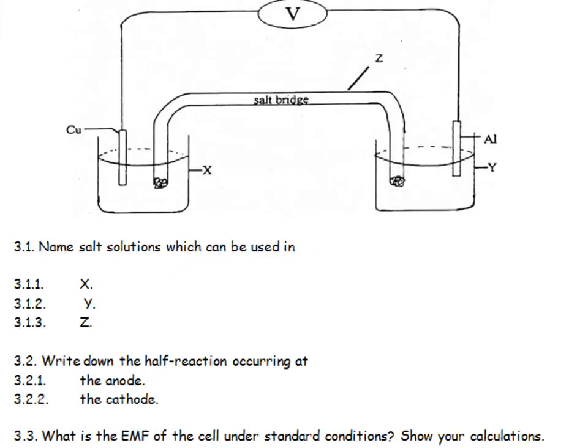And then the salt solutions which could be used. So I am just going to go straight into the very simple. If it's a copper electrode, this is going to be copper(II) nitrate.